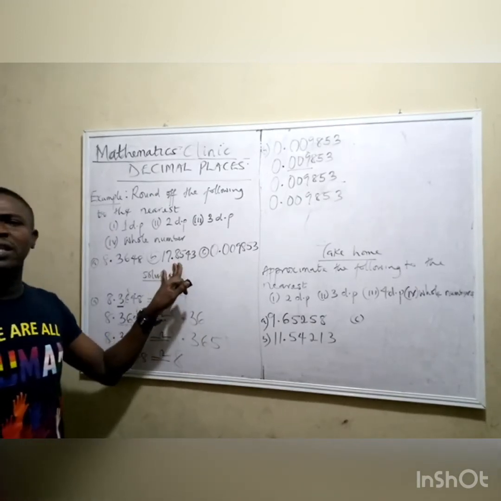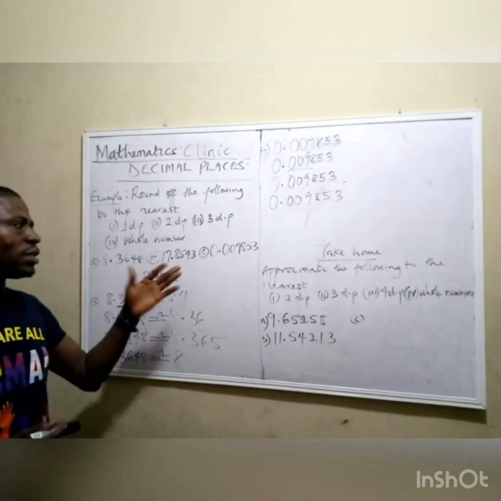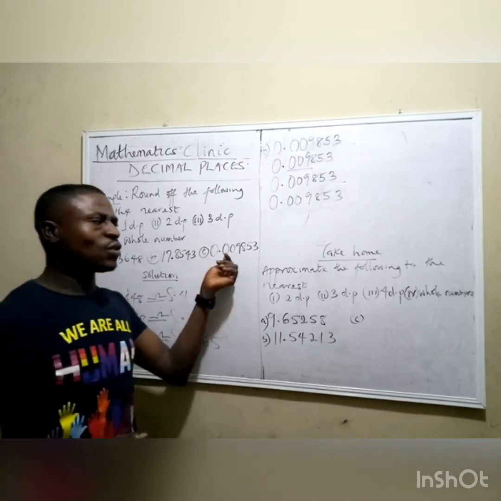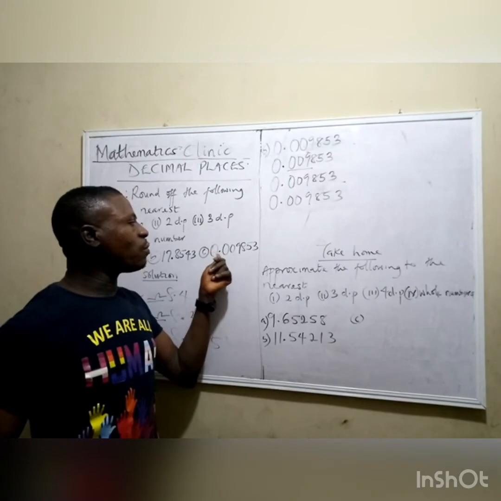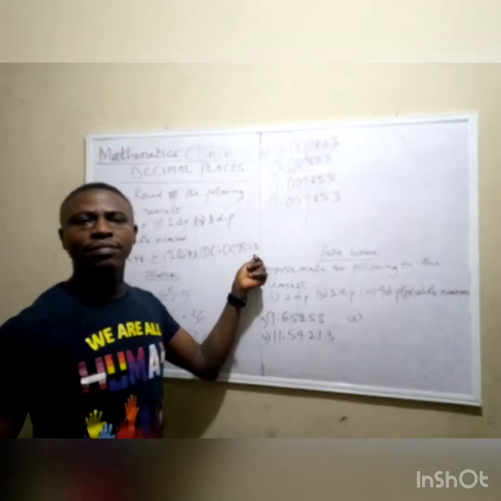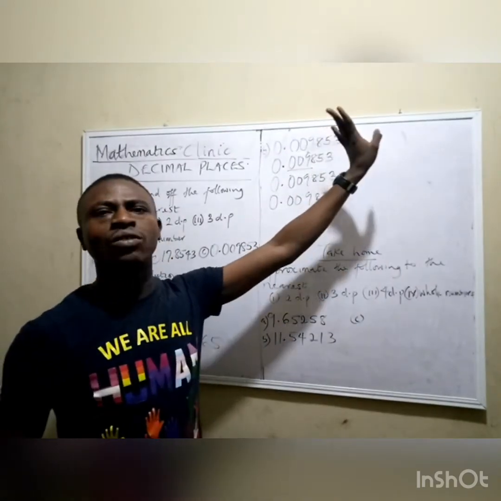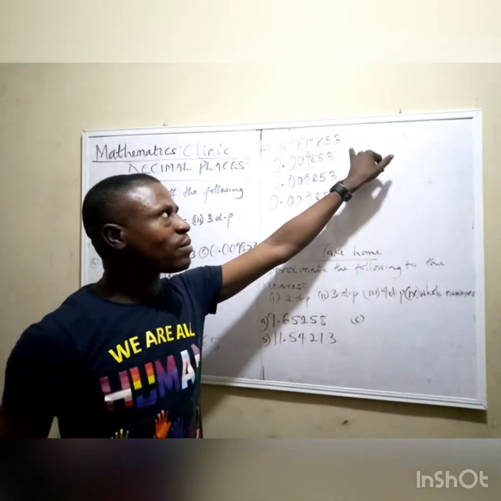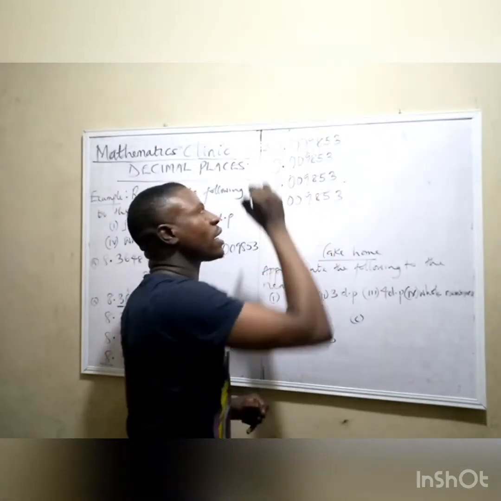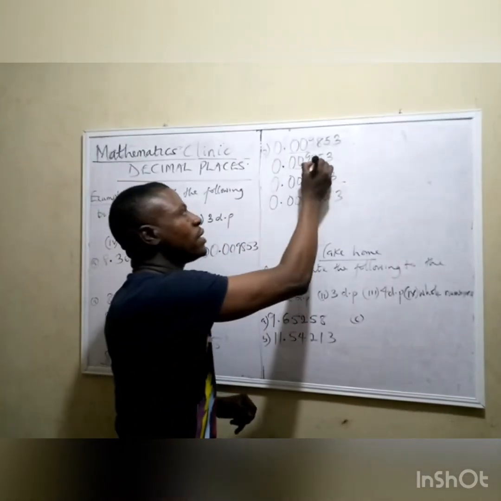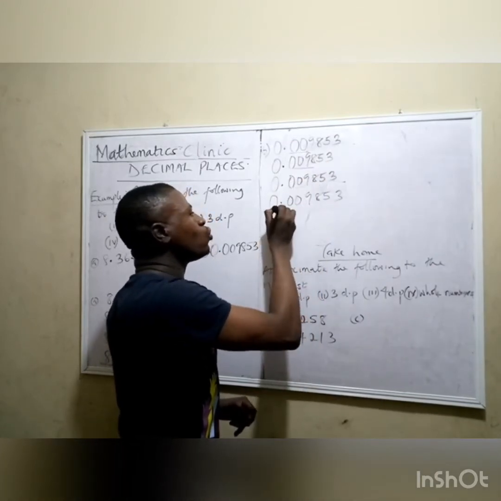Are you getting it? Now let's go. This B, because of our time, I will just add it to your take home. Do it at your own leisure time. Let's go to this C, which is 0.009853. Now approximate to what? Let's start with 2 decimal places, 3 decimal places, 4 decimal places, and whole number.